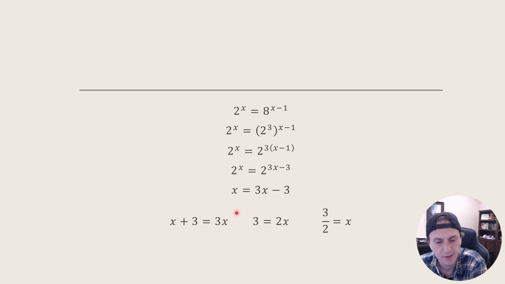So you have this. So what I did was I threw a number over here, threw x over there to get us to this point. 3 equals 2x, and then 3 halves equals x. So there are the last steps to get x. X is equal to 3 halves.